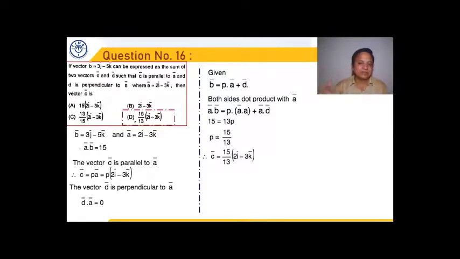We use the conditions. Two vectors are perpendicular, their dot product is 0. Two vectors are parallel, one vector is equal to a scalar times the other vector. And then we do dot product on both sides with A. For the given condition, vector B is expressed as vector C plus D.